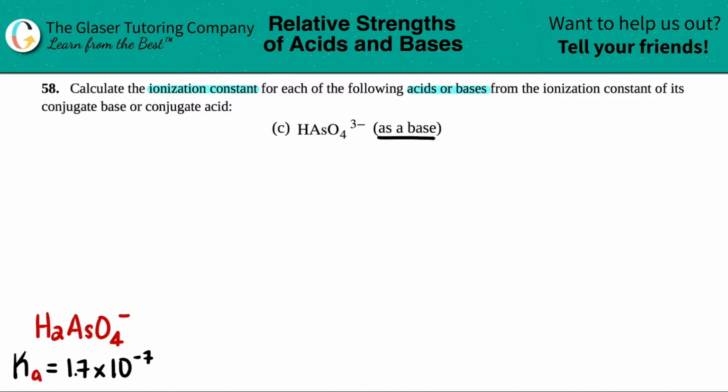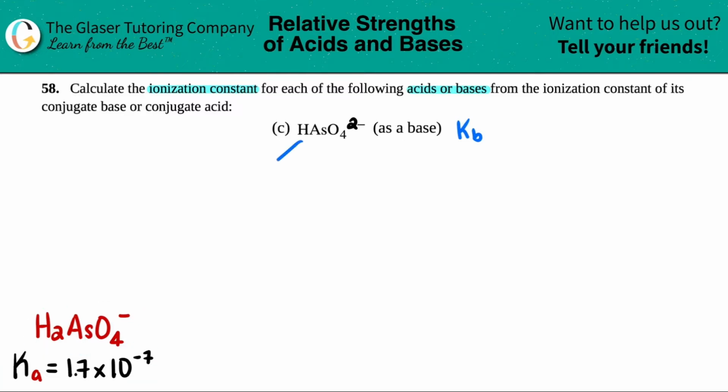Now, I just want to point out here, I think there is a typo in this question. If it's HAsO4, this should be a 2-. So I'm just going to go through the question as if this was a 2- charge. Now, they're already telling me that it's a base, so the ionization constant that I'm trying to find is Kb, B for base.